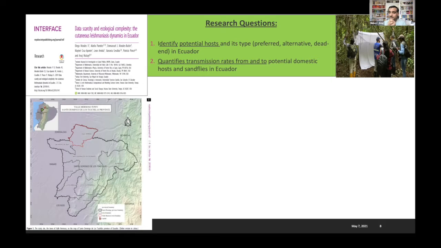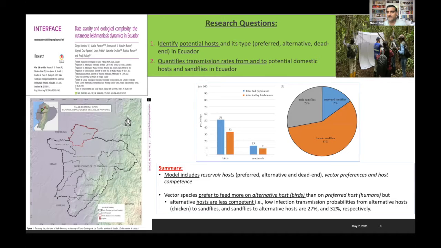So we caught sand flies in that area, and we dissected them and looked at their stomach to find out the blood meal that they have taken, where the blood meal is coming from. What we found is the blood meal came from domestic mammals, but also birds like domestic chickens. There was lots of blood from the chicken.